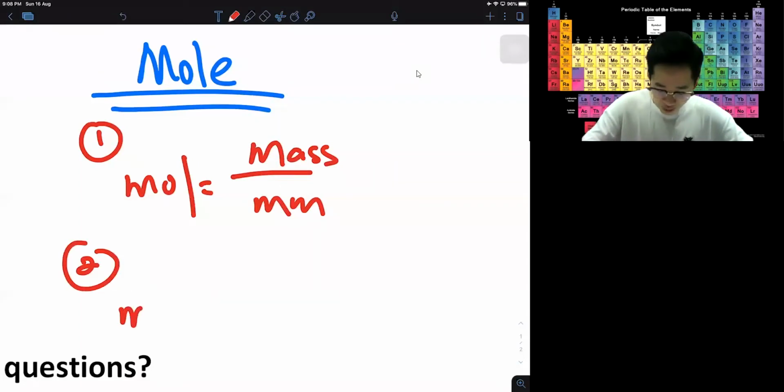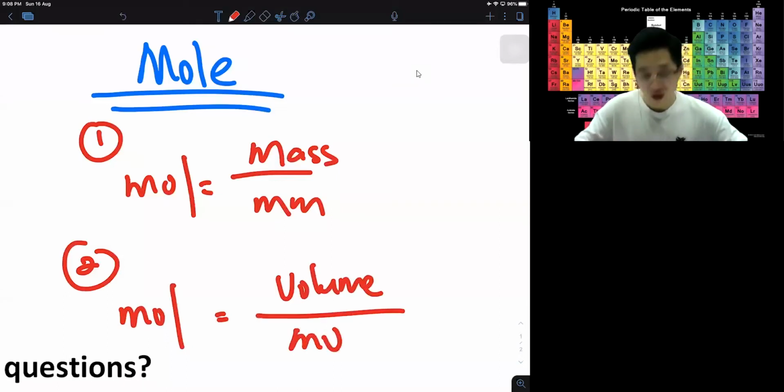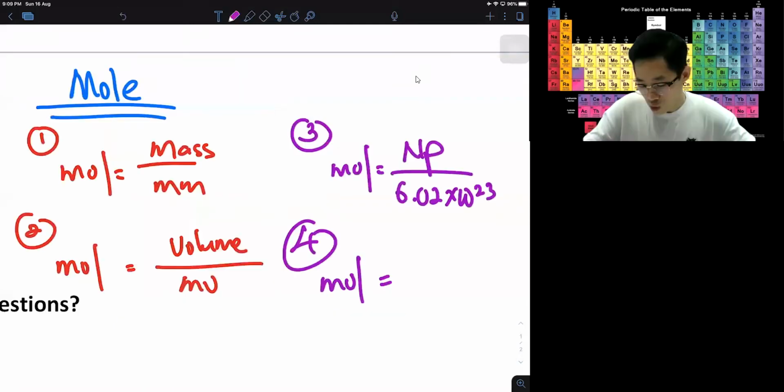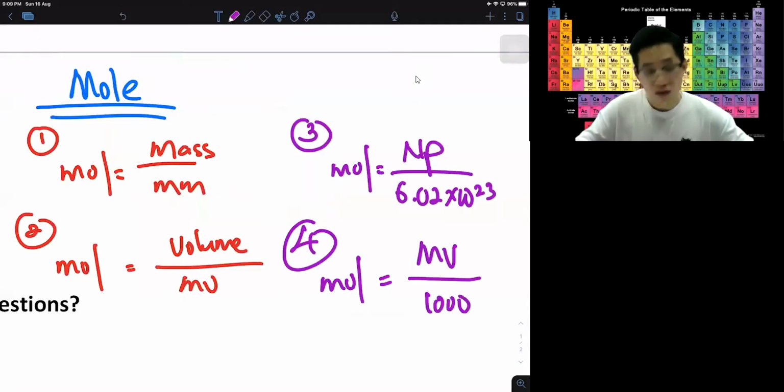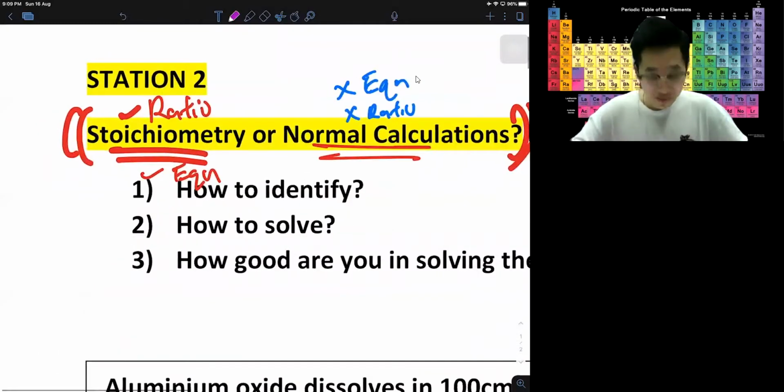Number 2, mole equals to volume over molar volume. Must memorize one, just like the chemical formula. And then another 2, we have mole equals to number of particles over Avogadro constant. And then number 4, number of mole equals to MV over 1000. 4 formulas. Now, what am I going to teach you for today's lesson?